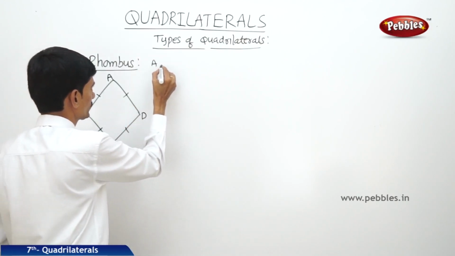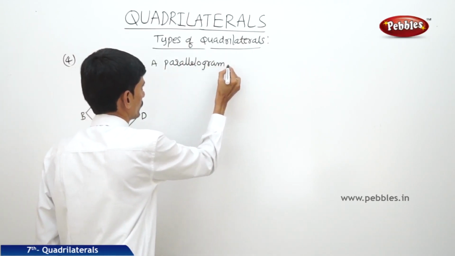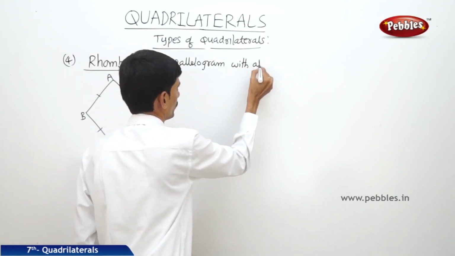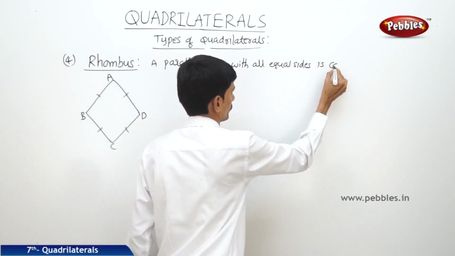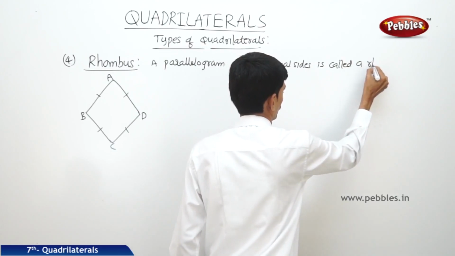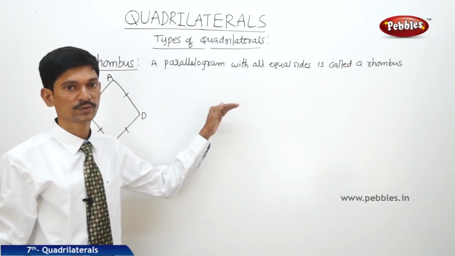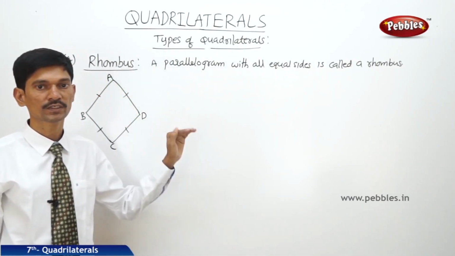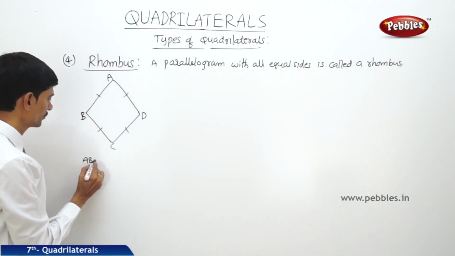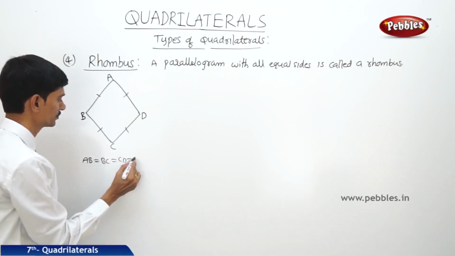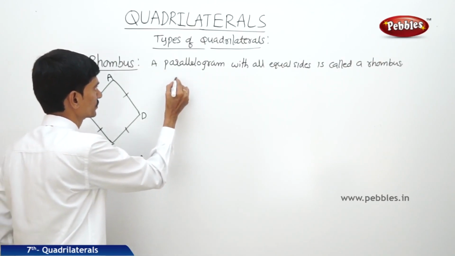So we can define the rhombus as a parallelogram with all equal sides is called a rhombus. So a parallelogram is said to be a rhombus if all the sides are of equal length. So in this, AB equals BC equals CD equals DA. So all the four sides are equal. Now what are the properties of rhombus?